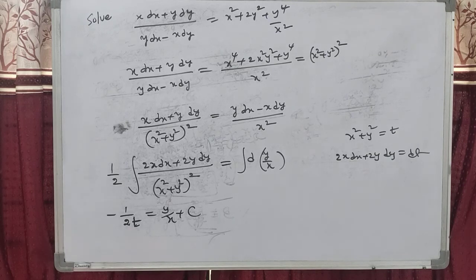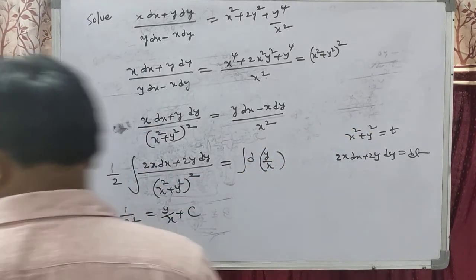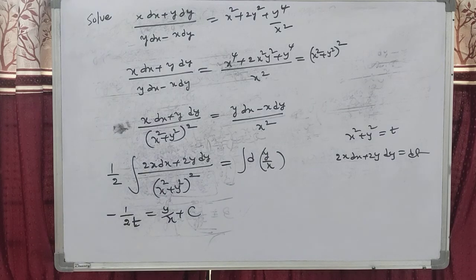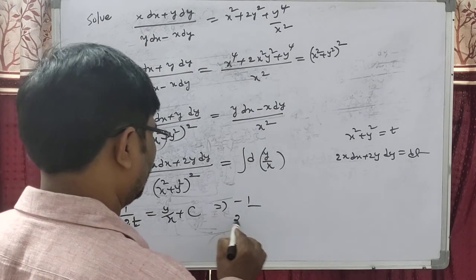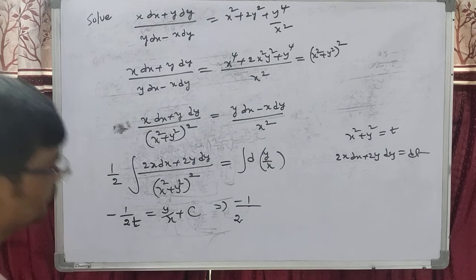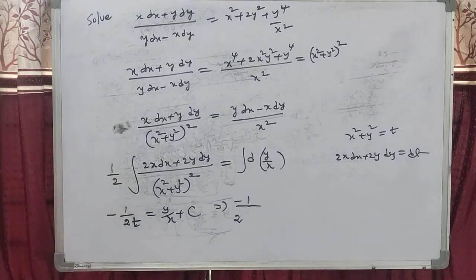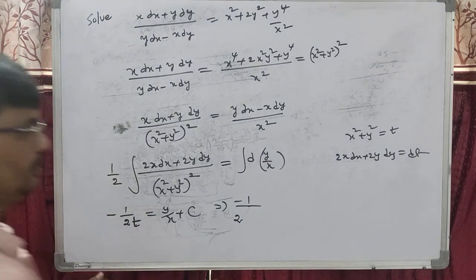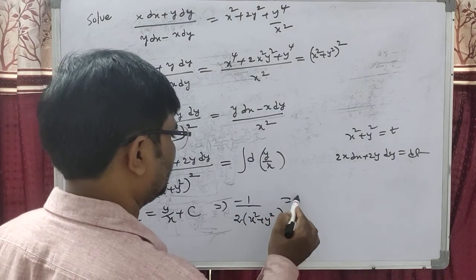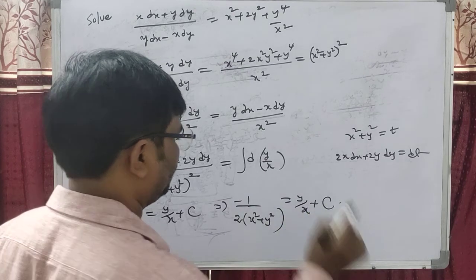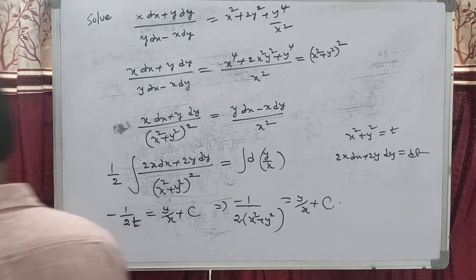My dear students, what is t? t is x square plus y square. So we can write it as minus 1 by 2, that implies minus of 1 by 2 into x square plus y square, equals y by x plus c. Okay students, write down.